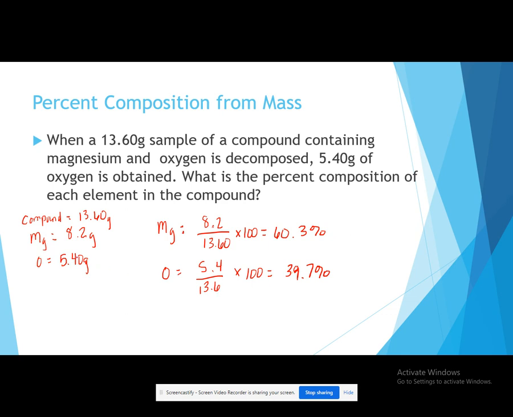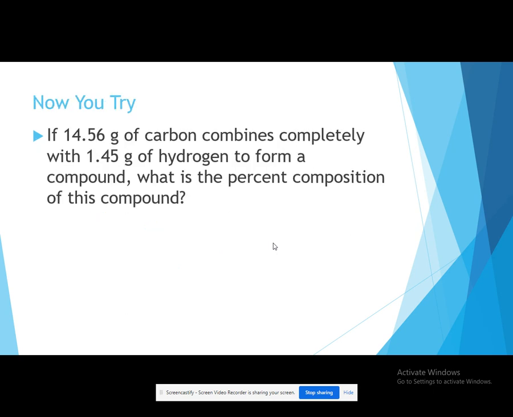Another way that you could have solved it is instead of finding magnesium's mass, you could have found the percent composition of oxygen and found that it was 39.7. And then knowing that they have to equal 100%, you could have taken 100 minus 39.7 and still have gotten this 60.3. So that's just one way that is different that you could have solved this same problem. So you go ahead and try this problem and let's see how you do.